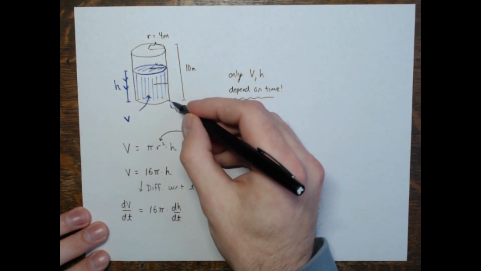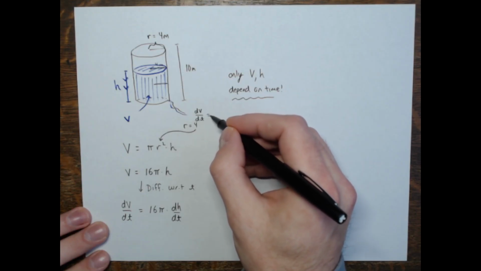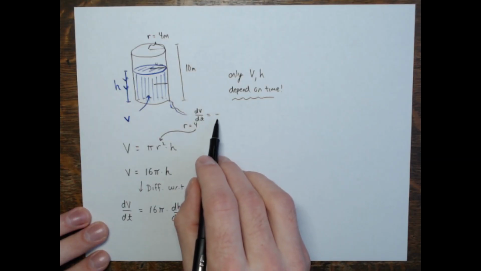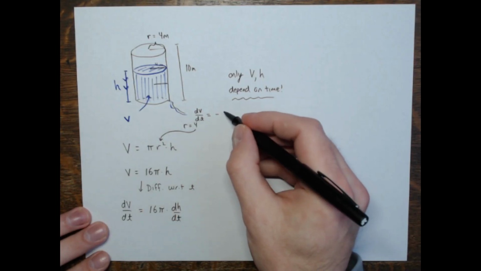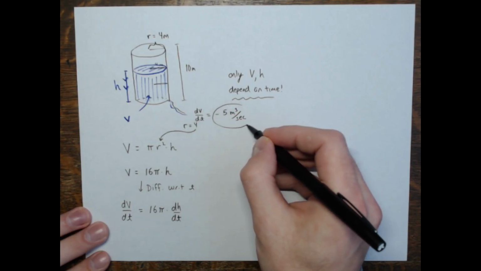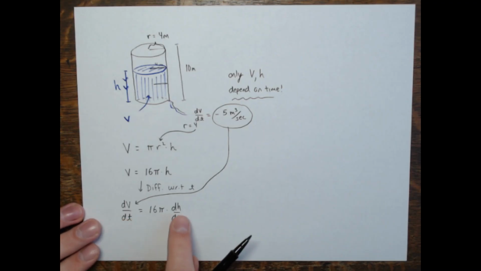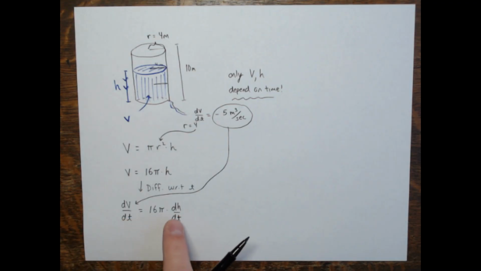And they told us it's leaking out, so the rate at which the volume is changing will be negative. It's leaking at a rate of 5 cubic meters per second. So this is what I'm going to put in for dV dt. And that's all I need, right? There's no H here. It's just V prime and H prime. So the fact that they gave me that the height was 4 meters does not matter. This relationship will be true no matter what the height is.